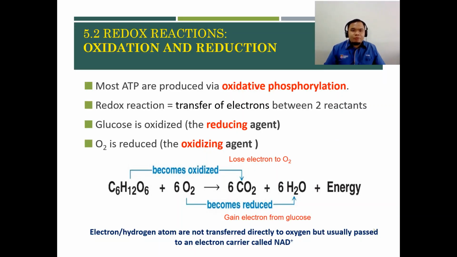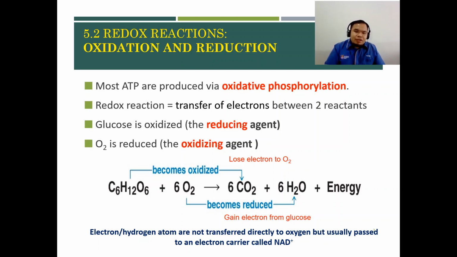So why do we need to learn about redox reactions in cellular respiration? Because most of the ATP produced by our cells is made via oxidative phosphorylation, meaning the transfer of electrons between the two reactants. When the glucose that you consume is oxidized, it becomes the reducing agent. When oxygen, which is another reactant, is reduced, it becomes the oxidizing agent.